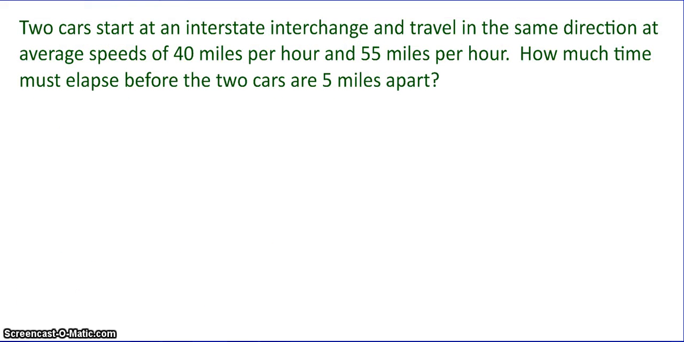Next one. 2 cars start at an interstate interchange and travel in the same direction at average speeds of 40 miles per hour and 55 miles per hour. How much time must elapse before the 2 cars are 5 miles apart? So this one's going to be a little bit more work. You are going to need to use your relationship between distance, rate, and time, which we talked about on the previous video and is also on your unit packet. But just to refresh your memory, distance equals rate times time.